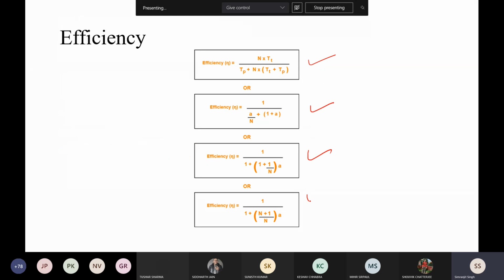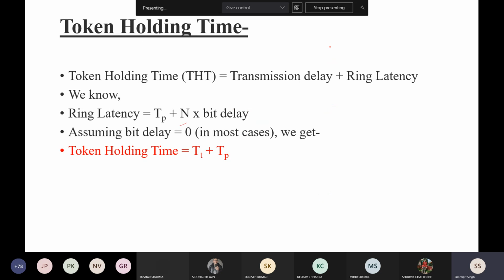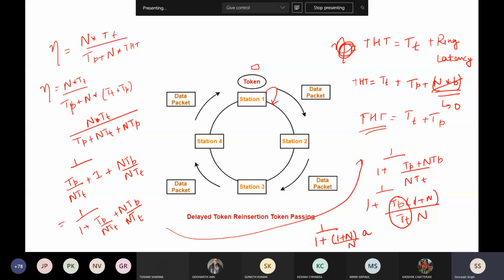This is correct. This is correct. This is correct. Okay, so I'm just simplifying it. If you are at the starting of this formula, it's also correct. So if you are directly putting the TT value here, there is no problem in that. This formula is also correct. Okay, so I'm just simplifying it.